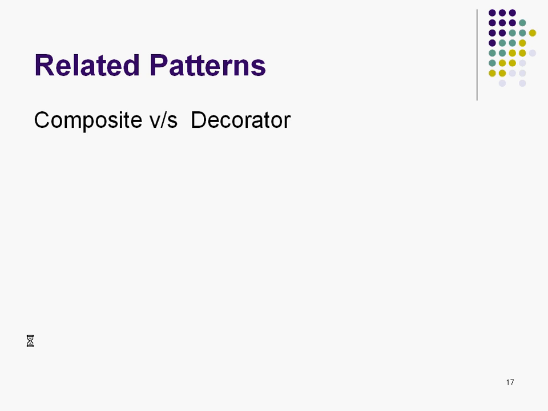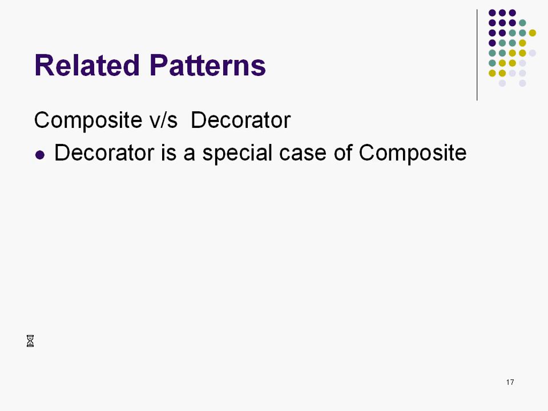Now, talking about some related patterns: composite versus decorator. We saw that decorator uses composition. We saw there's a composite pattern also before. So what was the composite pattern, or part-whole, which Amit explained in the previous class? Does anyone remember that? One major difference between composite and decorator is that decorator is a special case of composite, or a degenerate form of the composite pattern.